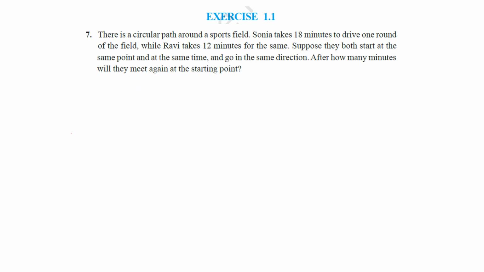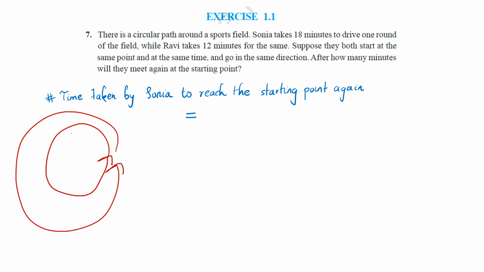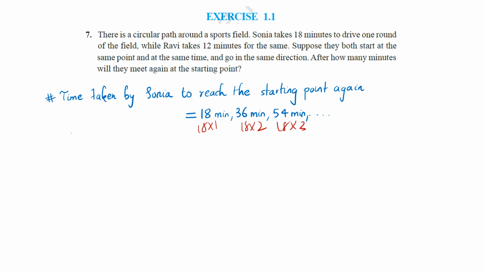Interesting question. So the question they're asking is, after how many minutes will they meet again at the starting point? If you analyze the time taken by Sonia to reach the starting point again, Sonia takes 18 minutes to go one full circle. To come back to the very same starting point, it will take another 18 minutes. So it will be multiples of 18: 18 times 1 to complete one lap, 18 times 2 for another lap, 18 times 3 for another lap. They're all multiples of 18.